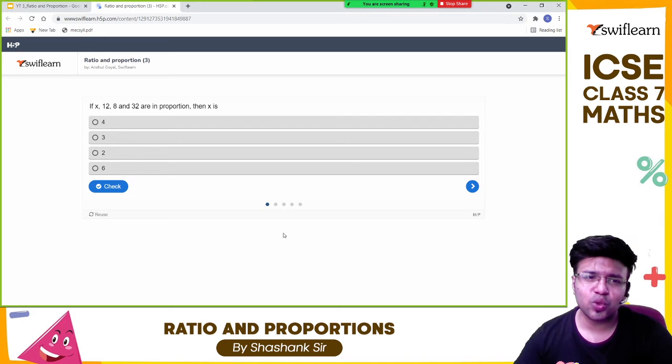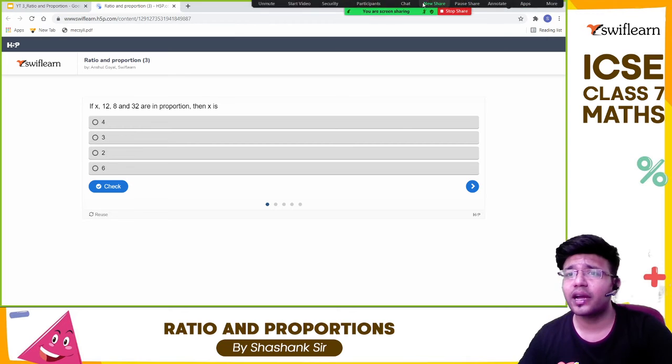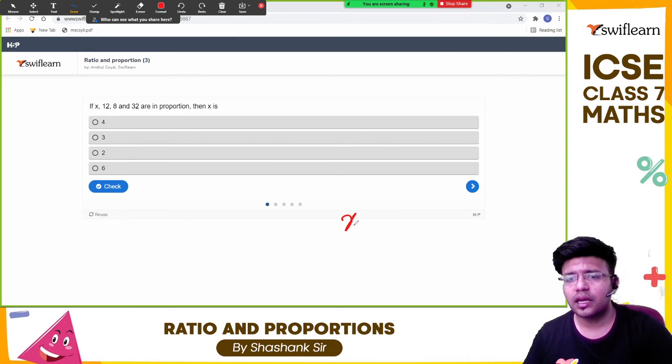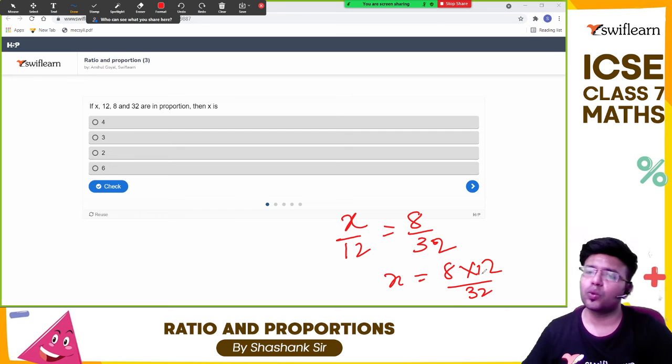Before completing this chapter, let's play a quiz. If x, 12, 8 and 32 are in proportion, then find the value of x. Very easy. x by 12 is equal to 8 by 32. X is equal to 8 into 12 by 32.